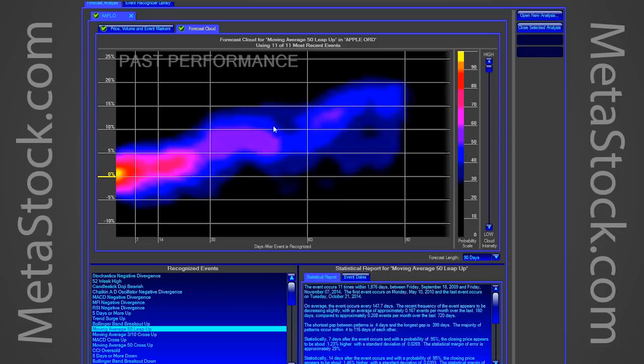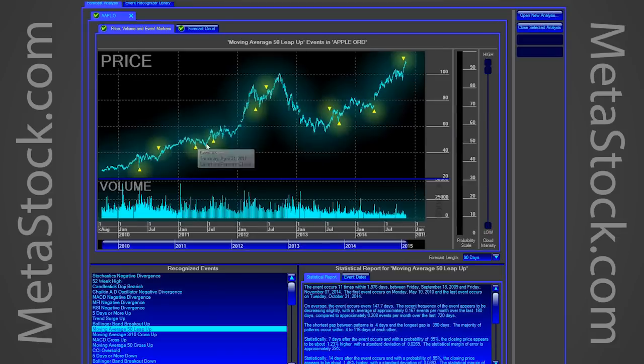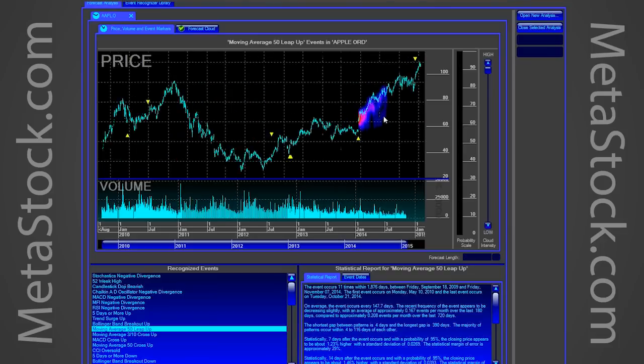Well, let's go back and find out how we're generating this. Let's go back to this first tab. You'll see once again we see every time in the last 5 years we've had a moving average 50 leap up. And let's just look at the last couple of occurrences of it. In fact, here's one here, April 24th of 2014. So a little while ago we had this happen. And this is a really important component of the forecaster. It gives you a historical record.